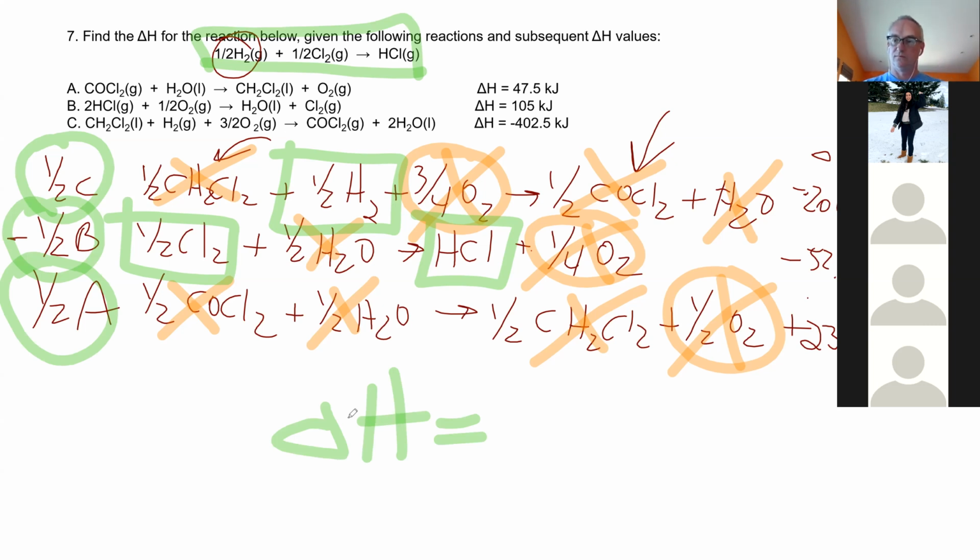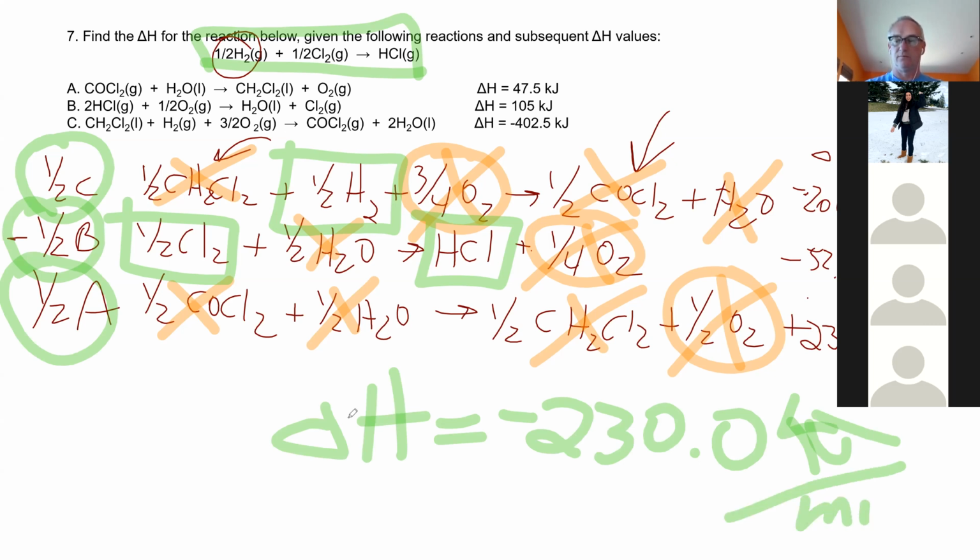-230 kilojoules. Kilojoules per what? Mole. There you go. Because that is what delta H means. That's important to remember, because that came up on one of the questions.